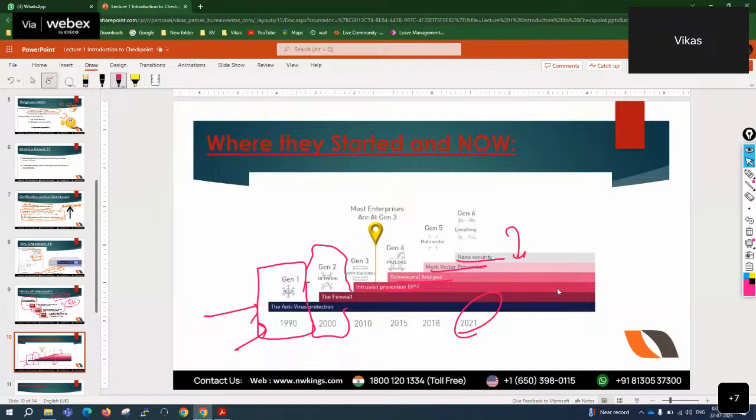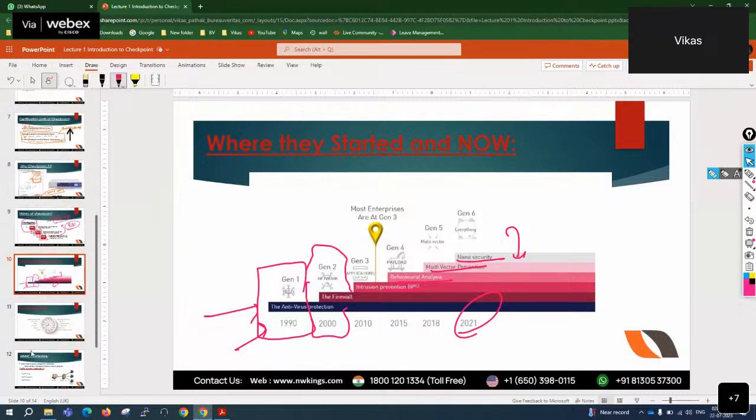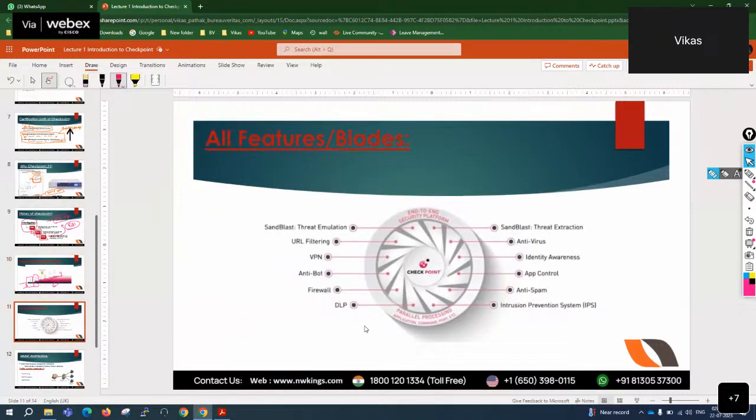All right. So this was the duration and the product type which was launched by Check Point throughout the years. Now, if you ask me, these all are the features which are available on Check Point.